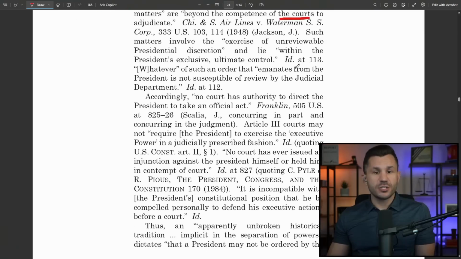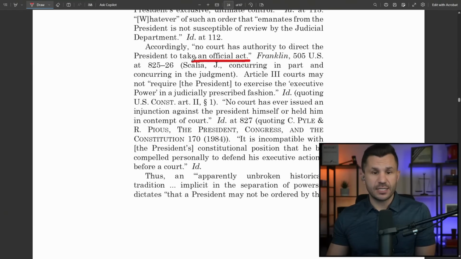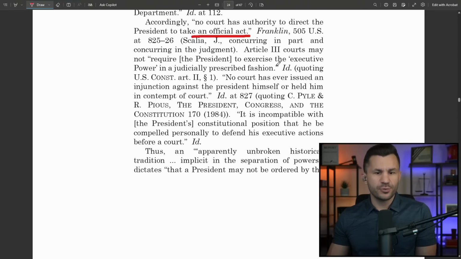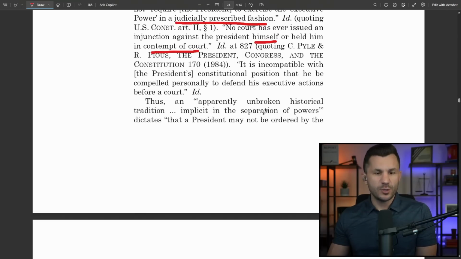Now, such matters involve the exercise of unreviewable presidential discretion. So no court has the authority to direct the president to take an official act, right? You can't have a court say, Mr. President, you have to do this or you have to do this. What? So that judge is the president then. Article 3 courts may not require the president to exercise their discretion in a judicially prescribed fashion. No court has ever issued an injunction against the president himself or held him in contempt of court. It's incompatible with the position constitutionally that the president be personally compelled to defend his executive actions.